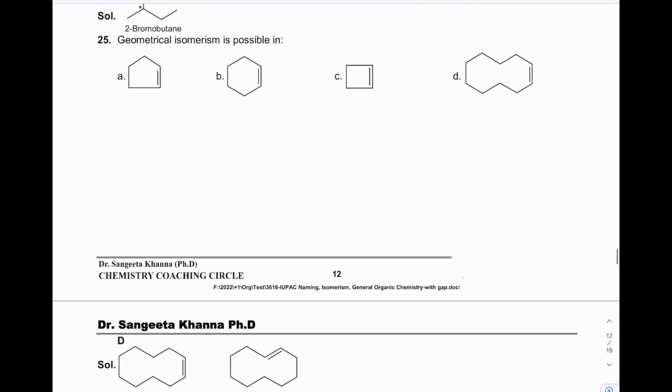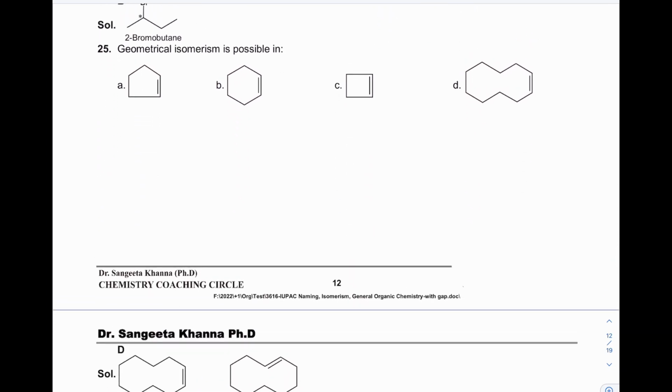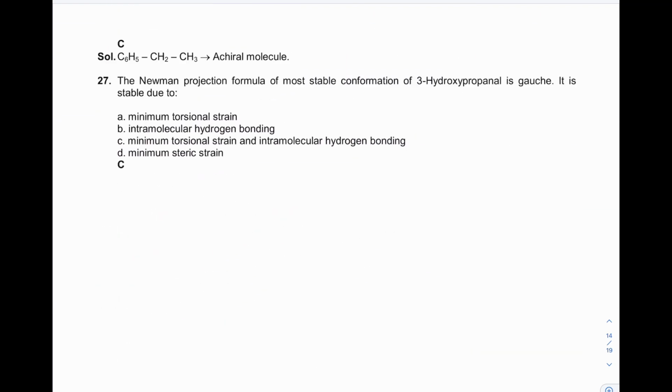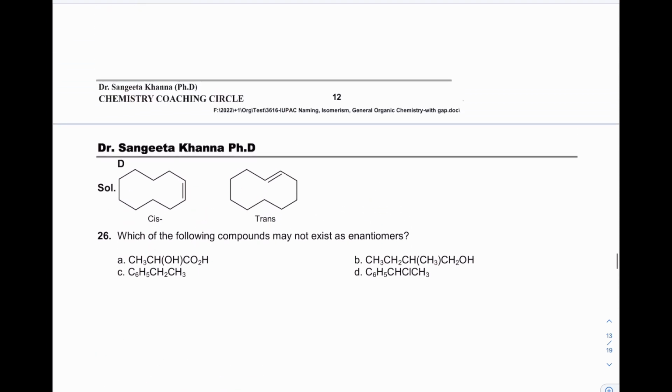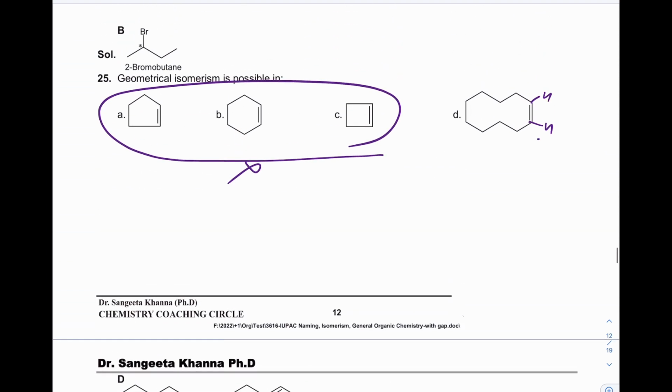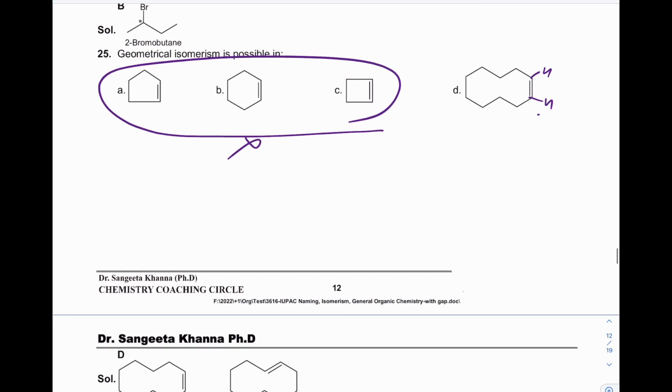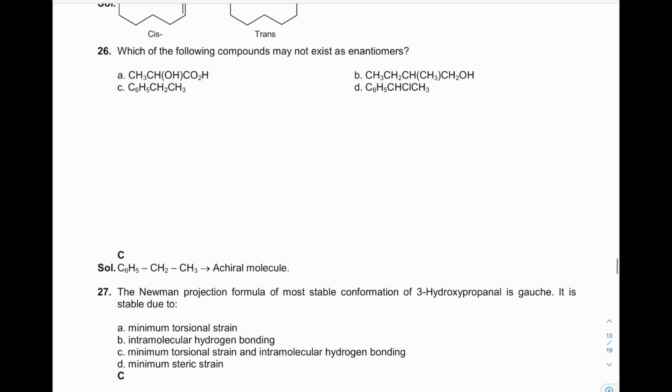25th, geometrical isomerism is possible in, out of these, it is possible in D. It is cis, because the smaller ring having a double bond will not have geometrical isomerism. If this double bond is present over here, it will be trans. Next, which of the following compounds may not exist as an enantiomer? It is C, no chiral center. The rest have one chiral center.